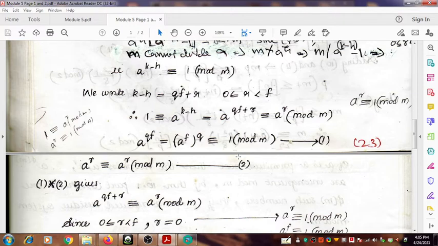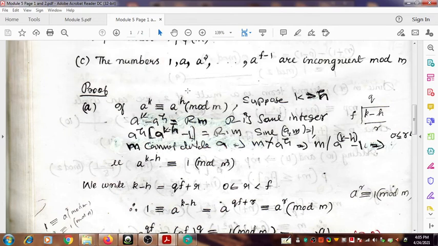So when r is equal to 0, here you have to modify, since we have written k minus h is equal to qf plus r, and since r equals 0, this r can be substituted. When r is substituted here, you get that k minus h is equal to qf. That means k minus h is a multiple of f. Thus it has now become very simple, and it makes us conclude that k minus h is a multiple of f, meaning k minus h can be divided by f, that is k is congruent to h mod f.